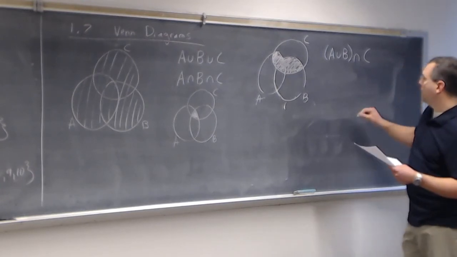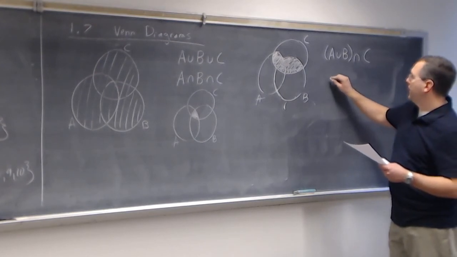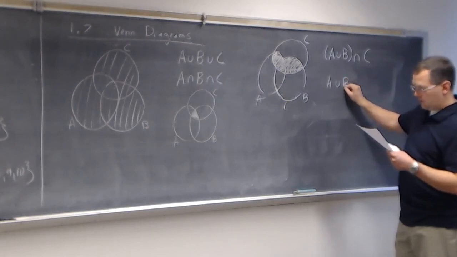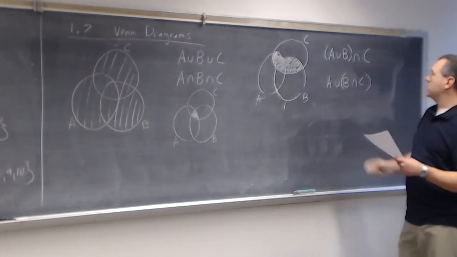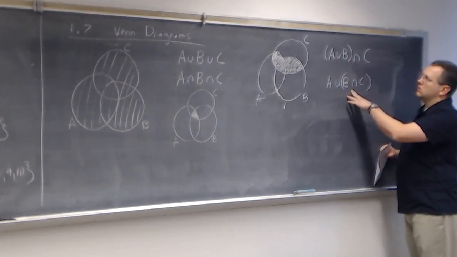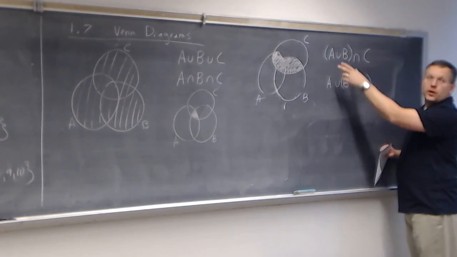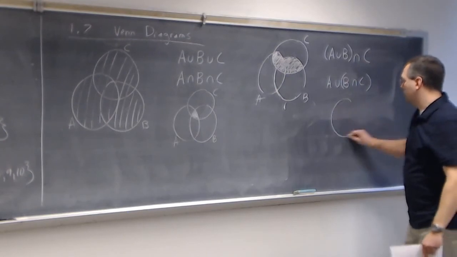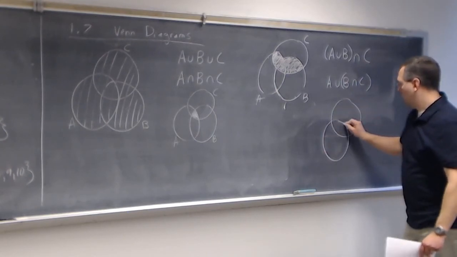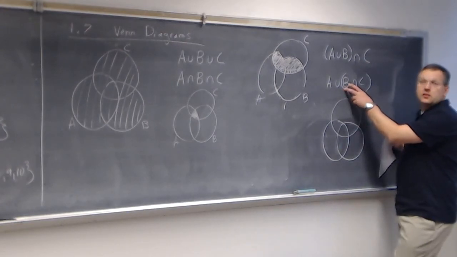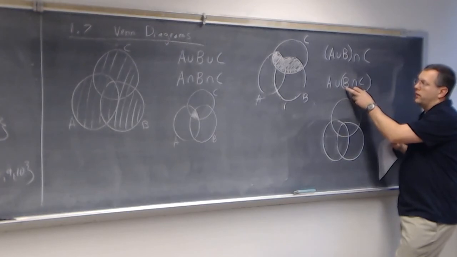All right. How about A union B intersect C? So what's the difference in these two expressions? I've just moved the parentheses. Let's see if it makes a difference. So I can do it here. All right. So now I'm going to start with B intersect C.